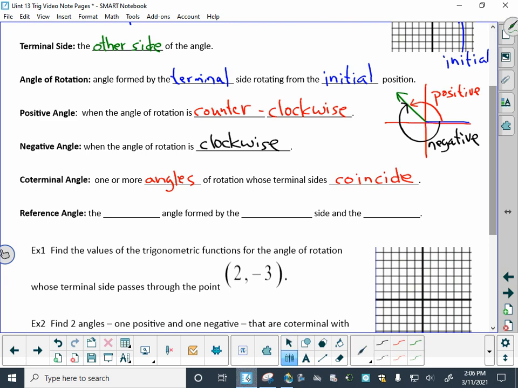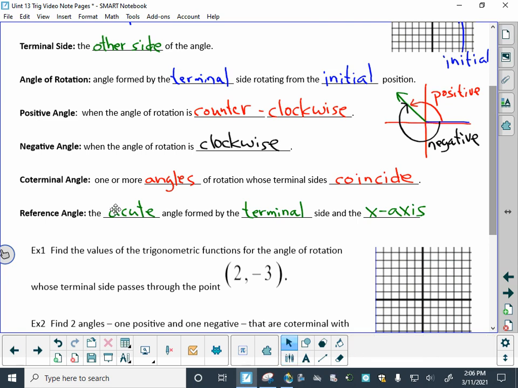So a reference angle is the acute, there's a word from geometry that you should remember, between 0 and 90 degrees. It's the acute angle formed by the terminal side. We say a lot about the terminal side. Once that initial side's there, nothing's really going on with it. So the acute angle formed by the terminal side and the x-axis. Notice in this case, we didn't say the positive x-axis, we said the x-axis.